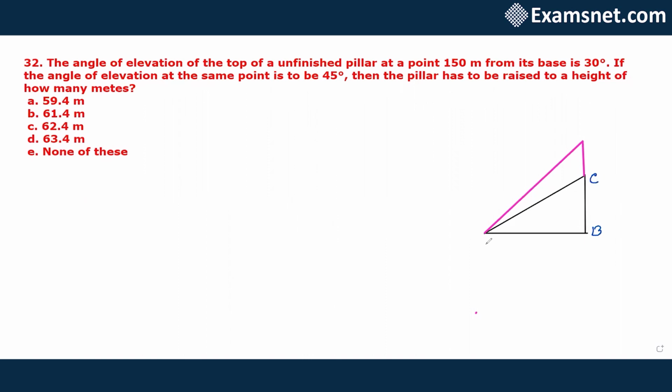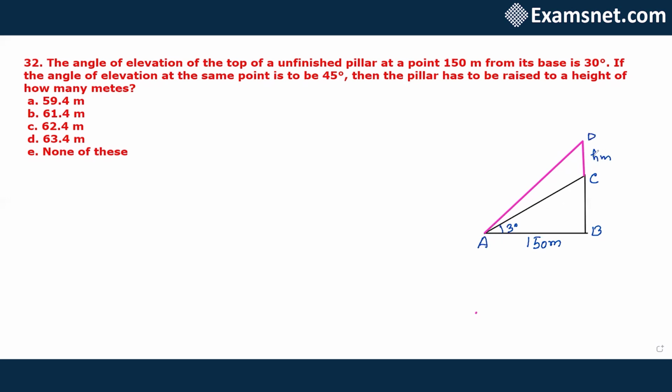Let's say here the BC is the unfinished pillar. Here there is a point on the ground, that is point A, and from this point the angle of elevation to the top of the unfinished pillar is 30 degree, and the length of AB is 150 meter. Now let's say the pillar has to be raised to a height of h meter, up to the point D.